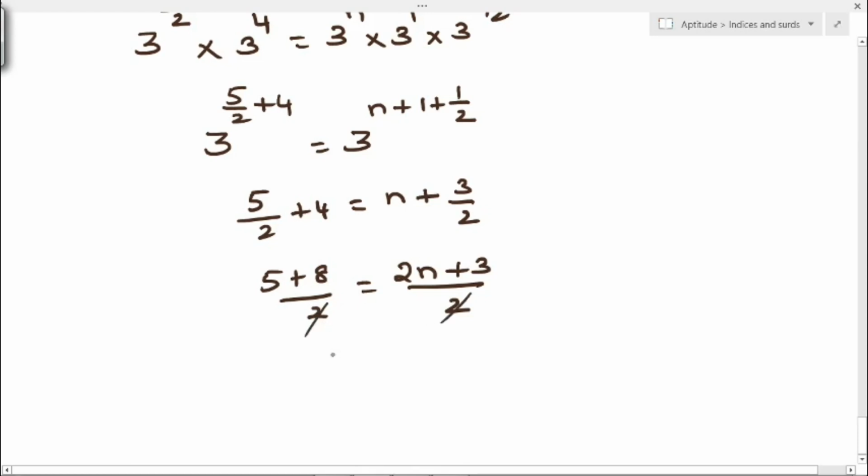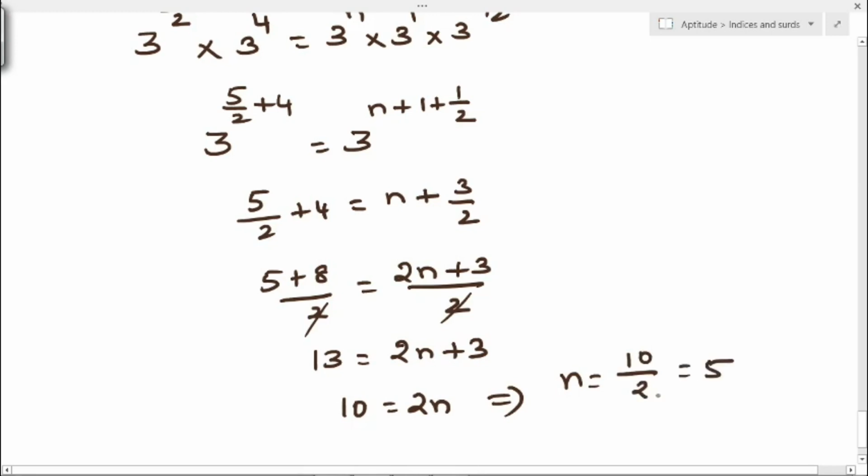So in the numerator we have 5 plus 8, that is 13, equal to 2n plus 3. If you take this 3 to the other side, it will become 13 minus 3, that is 10, equal to 2n. So n equals 10 by 2, that is nothing but 5. Therefore the value of n is 5.